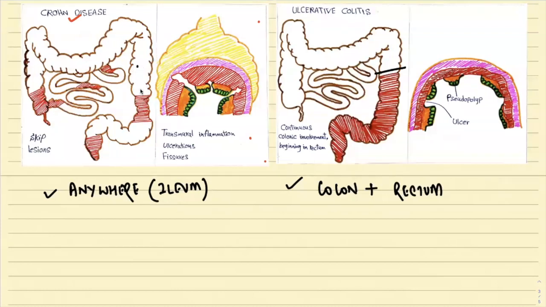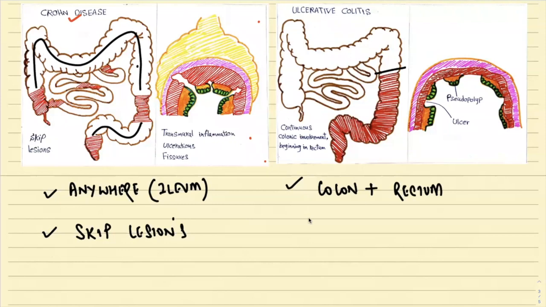there are skip lesions. See, this portion is completely all right, this portion is completely all right, this portion is completely all right. Over here there are something called skip lesions, that is, in between the two lesions the area that is present is completely all right. But over here, there are no skip lesions. Skip lesions are absent.